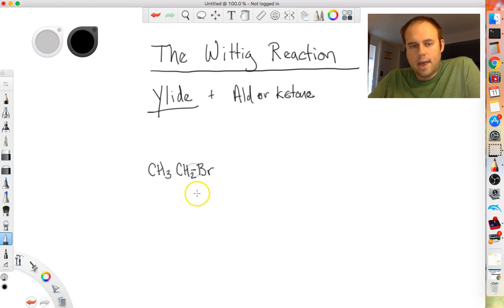So we'll just do an ethyl group. That's a nice primary alkyl halide. You want a good halogen on there for leaving group. And then the other thing you are going to mix with is triphenylphosphine. And hopefully you remember phenyl is a benzene ring.